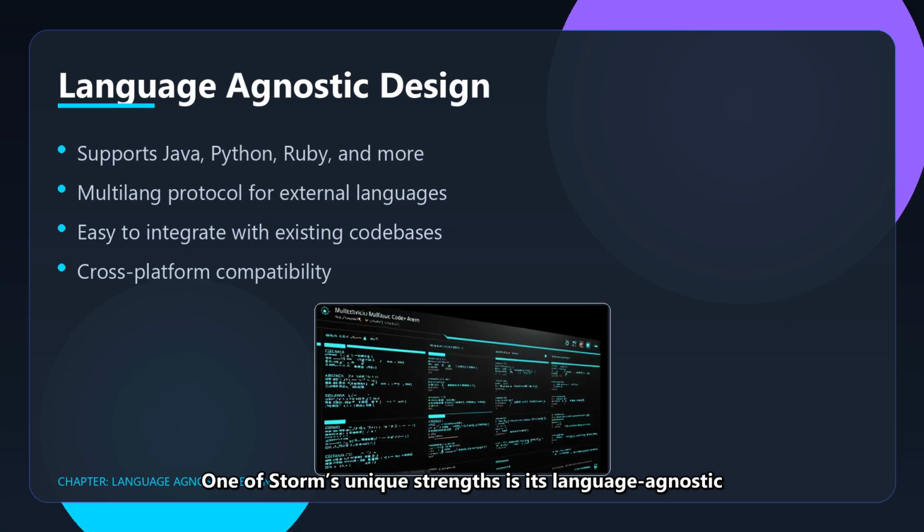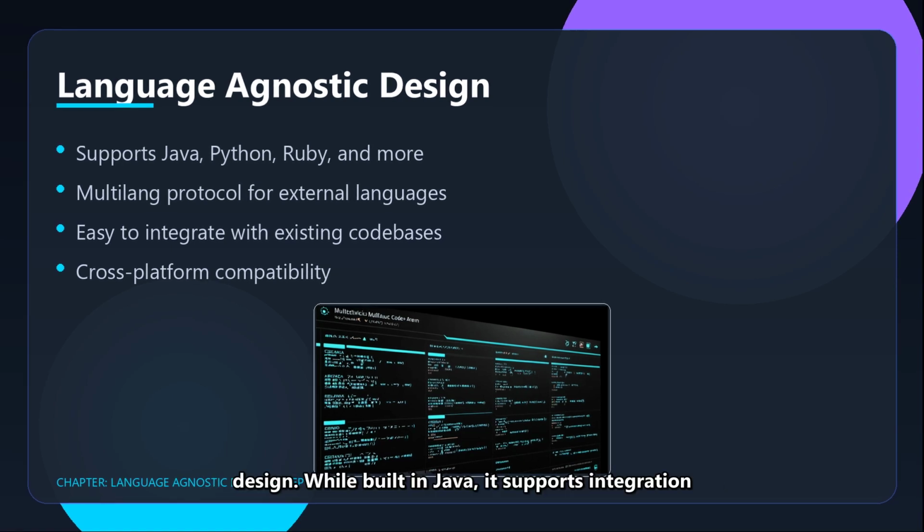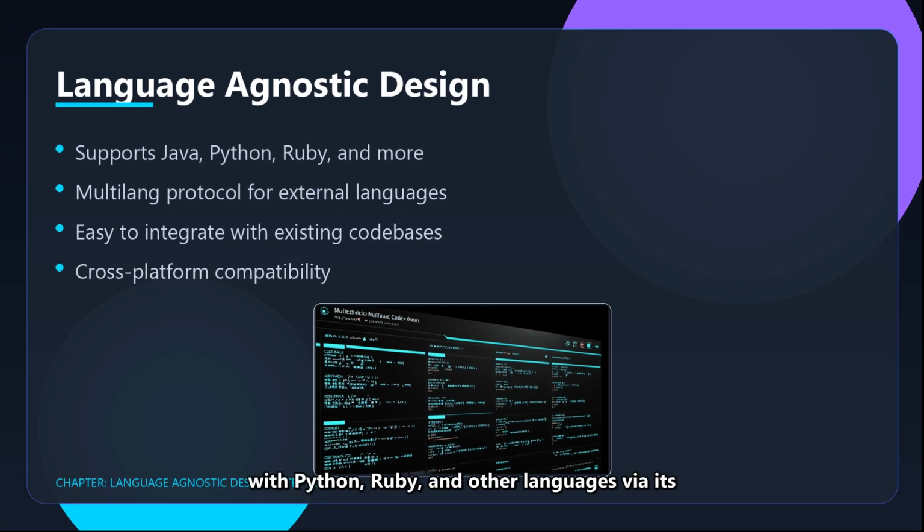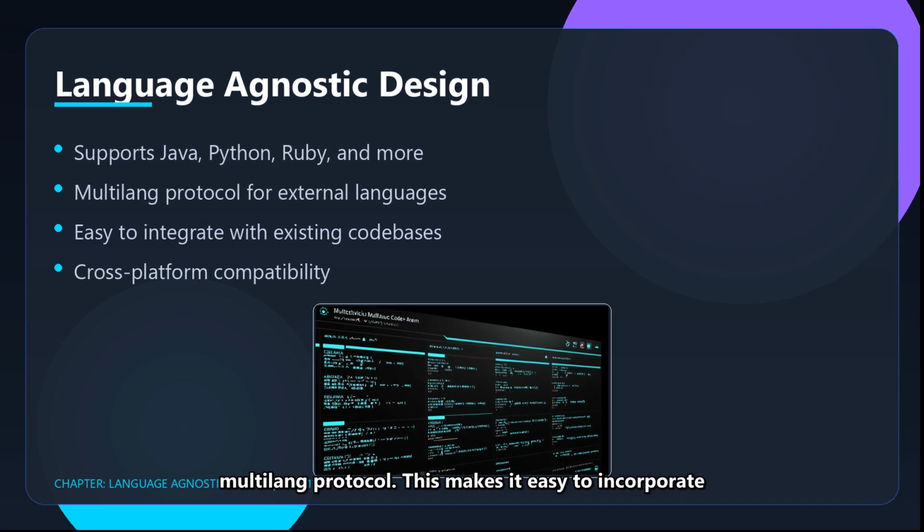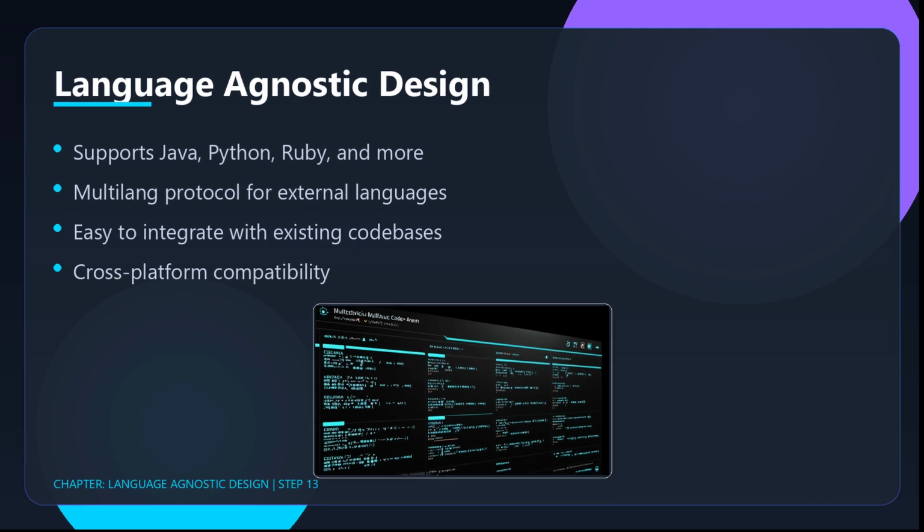One of Storm's unique strengths is its language-agnostic design. While built in Java, it supports integration with Python, Ruby, and other languages via its multi-lang protocol. This makes it easy to incorporate into existing systems, regardless of the tech stack.